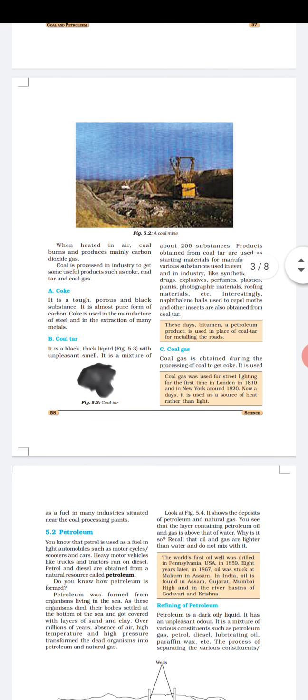Second is coal tar. It is a black, thick liquid with an unpleasant smell. It is a mixture of about 200 substances. Products obtained from coal tar are used as starting materials for manufacturing various substances used in our everyday life and in industry, such as synthetic dyes, drugs, perfumes, plastics, photographic materials, roofing, and so on.